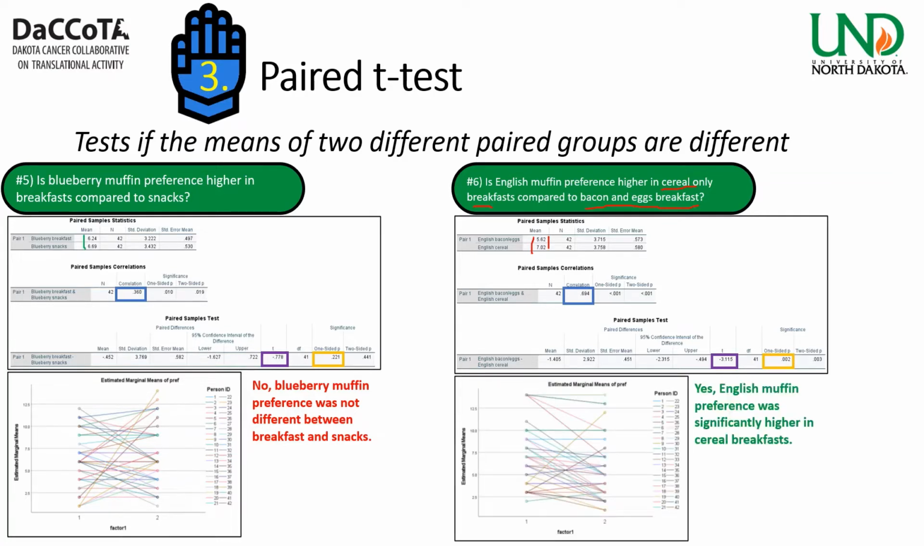So English muffin preference was significantly higher in cereal breakfasts. That was factor 2 here. So I'll just write a little C for cereal. They like them more in cereal breakfasts.